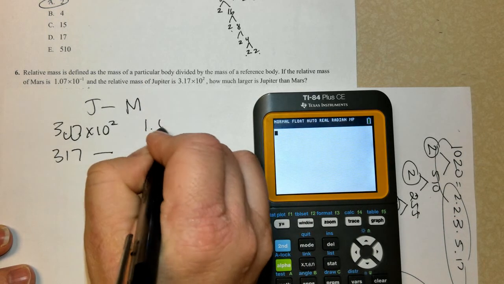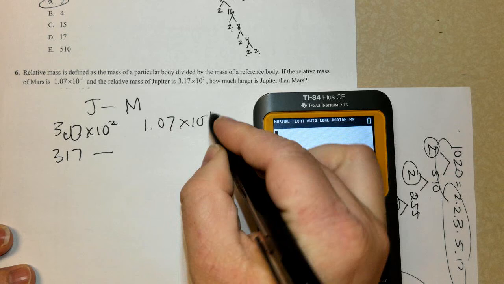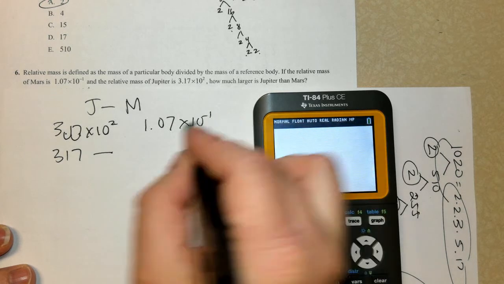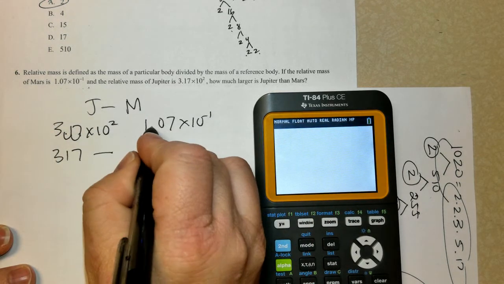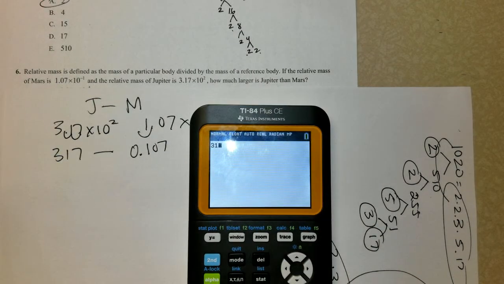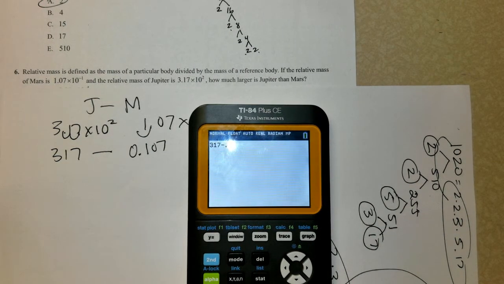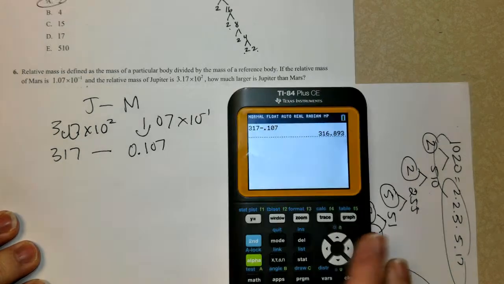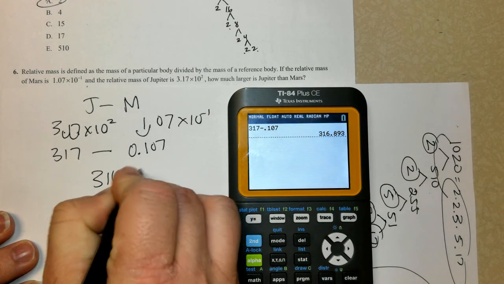So I'm going to take 317 and subtract, because how much larger is it? And then I go to Mars, and because the exponent in scientific notation is negative, I move to the left. So I'm going to subtract them just like this: 317 minus 0.107, and this is what I have.